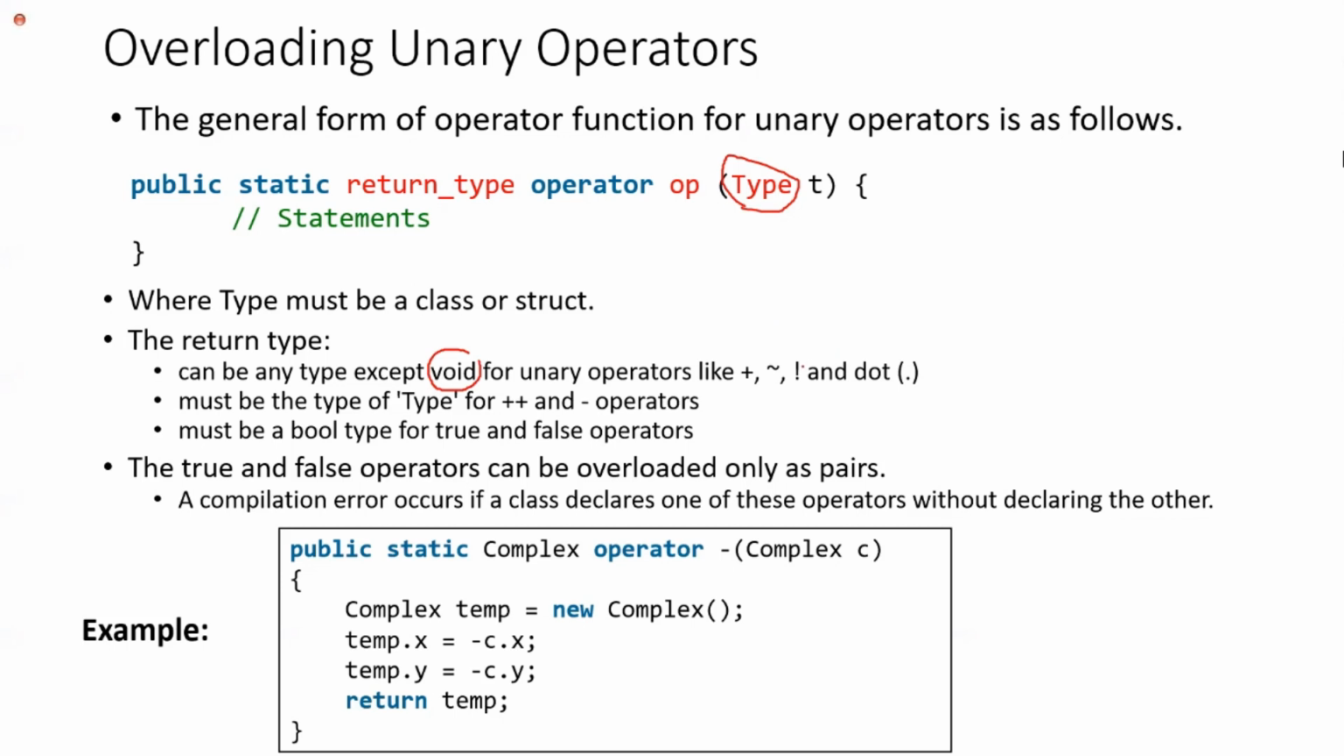For the unary operators like plus, tilde, exclamation, and the dot, right? The return type must be the same type as this one, especially when you have the plus plus and negation operators, also the subtraction operator. It must be Boolean type for the true and false operators, right?